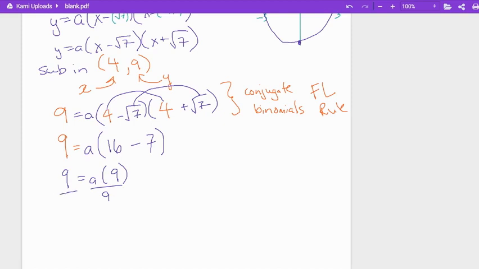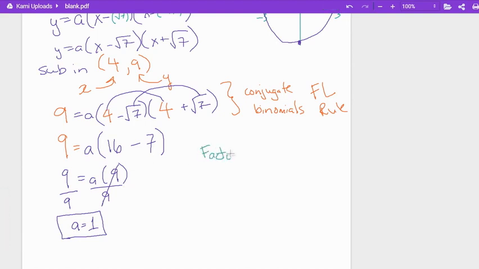So I'm going to divide both sides by 9. These two 9s cancel out. So I get that a equals positive 1. Right? 9 over 9 just simplifies to 1. Excellent. Good. So now I can write my equation in factored form.